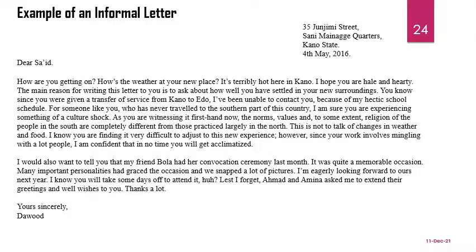Here is a sample of an informal letter which contains the address, the salutation, the body of the letter written in 2 paragraphs, the complimentary clause, and the name of the writer.